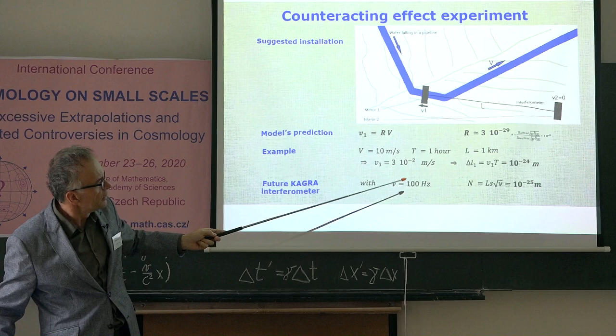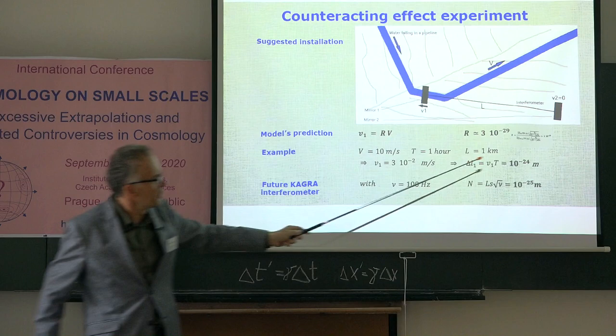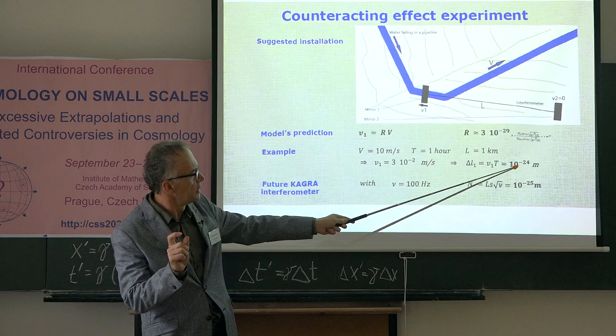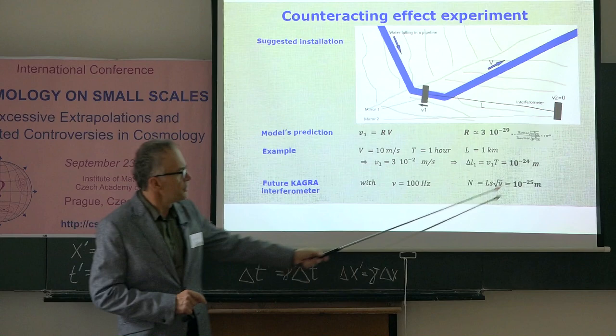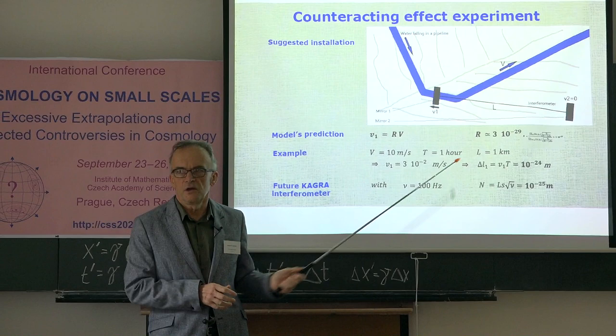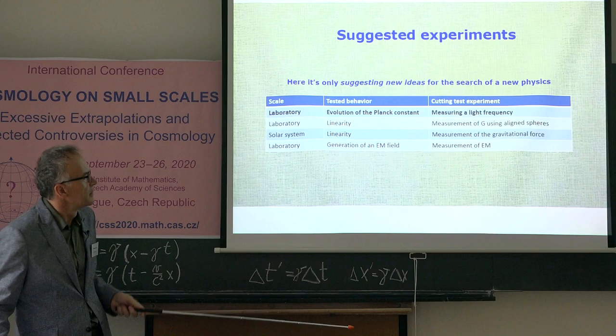Therefore, if you take those values, 10 meters per second and 1 hour of measurement, the prediction is a displacement of the mirror of this value, which is very, very low. Maybe with the future Clairaut interferometer, it might be possible. The problem is that here the precision is supposed to be instantaneous. Here it's 1 hour, so it's not so obvious. And for that reason, and maybe many other reasons, of course, this is the suggested experiment.